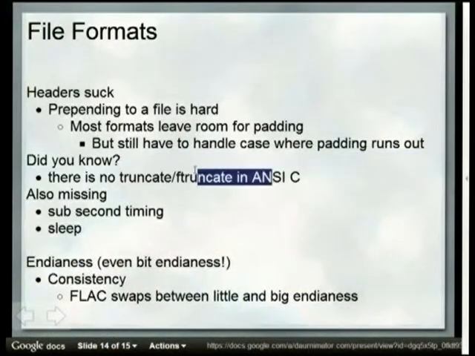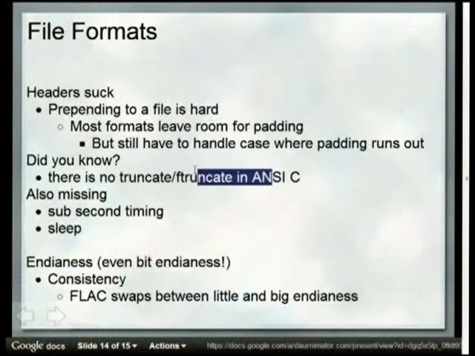Otherwise, in ANSI C, there is no truncate or ftruncate. This amazed me. I don't know how it was overlooked. So to be completely cross-platform, you have to make a new file, copy everything across, delete the old file, copy permissions, which isn't in ANSI, and then rename the new file, because that's the only operations you have in ANSI. Also missing is sub-second timing and sleep, which I ended up using the select call for, because it's the only nice cross-platform sleep around.